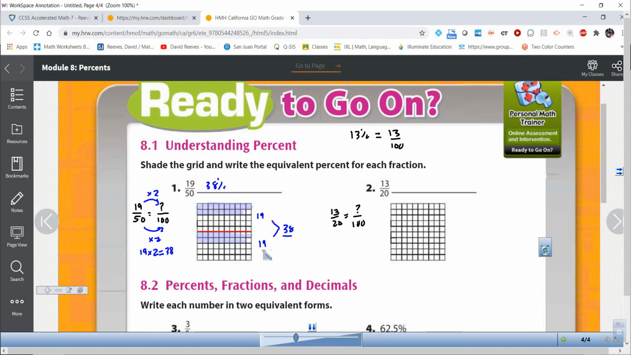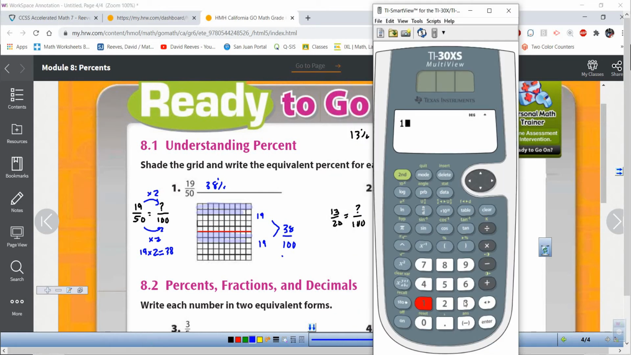Excuse me, not 38 out of 50. 38 out of 100, which is 38%. So this process of multiplying both of them by 2 is what I did here, right? I multiplied the entire top by 2 and the shaded part by 2. And I got 38%.